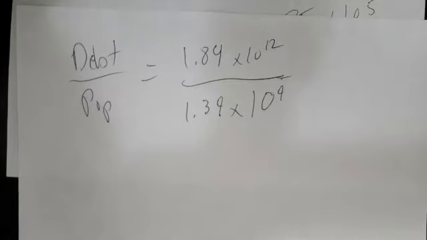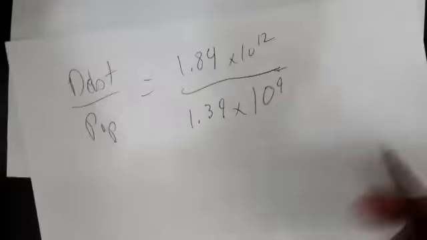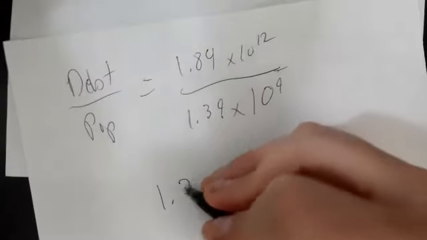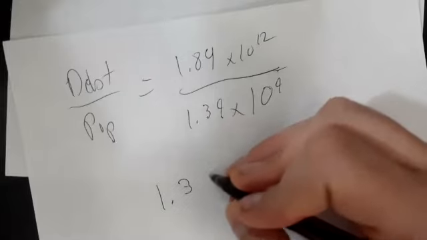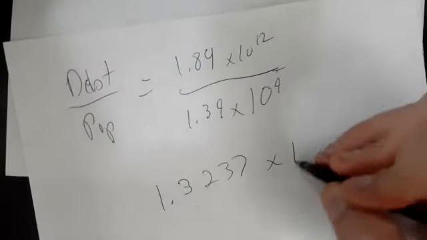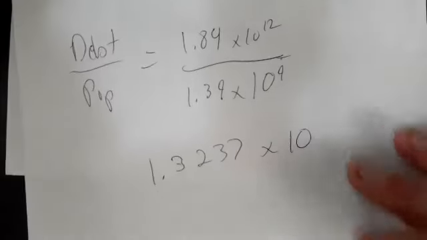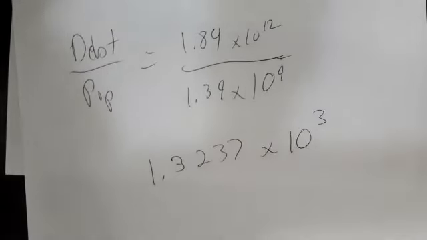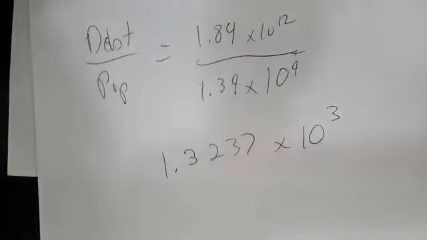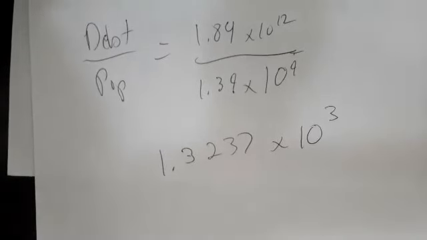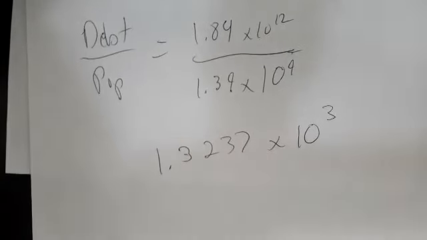So 1.84 divided by 1.39 is giving me something like 1.3237, somewhere around there, times 10, and we can look at this separately. 12 minus 9 should give me, what, 3? So we're talking about 1.3237 times 10 to the third. And you might be looking at this as like, wait, I had to move those other things previously. This one, it's already in scientific notation. So this one was a little bit nicer. We didn't have to move things around at the end. And that is the final thing that we're talking about in this section.